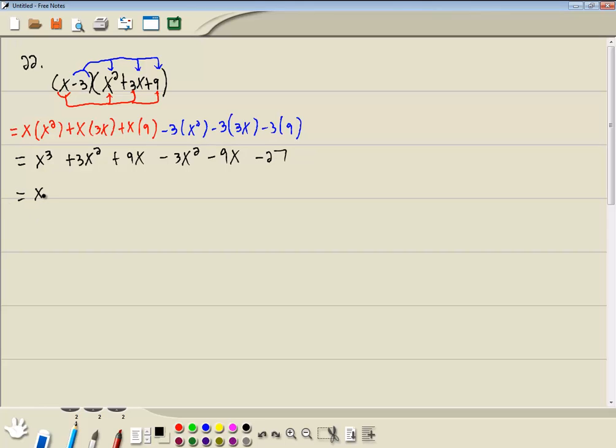No matter where you are in algebra, you always want to combine together like terms. Here's an x squared, here's an x squared. And 3x squared minus 3x squared actually drops away. That's interesting. 9x minus 9x drops away. And we're just left with the minus 27. I guess that is a difference of two cubes, which we'll see shortly.